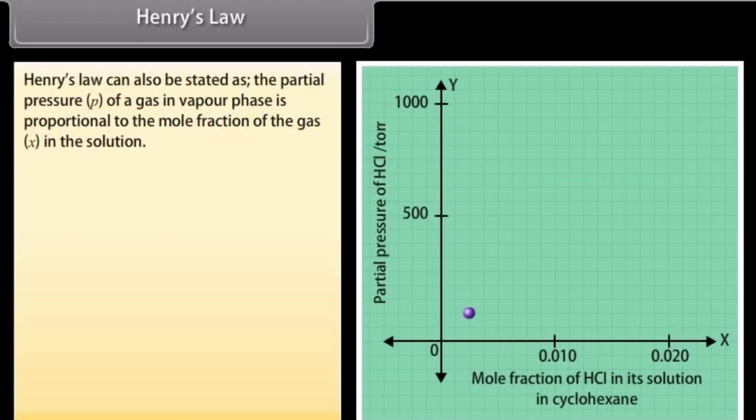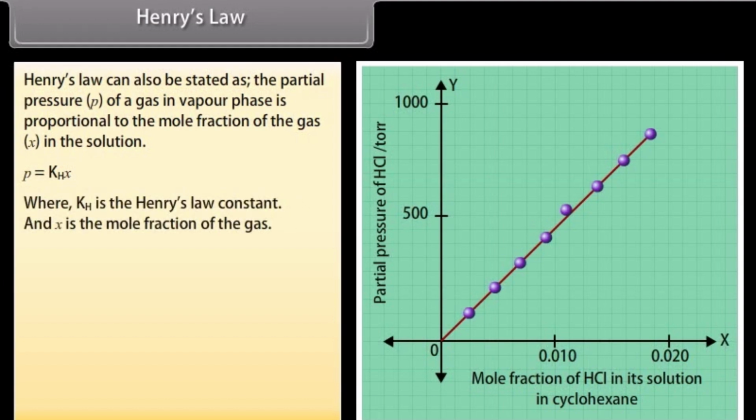Henry's law can also be stated as the partial pressure of a gas in vapor phase is proportional to the mole fraction of the gas in the solution. P is equal to KH X, where KH is the Henry's law constant and X is the mole fraction of the gas.